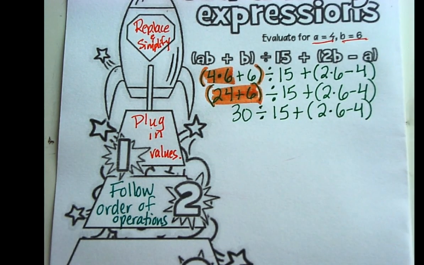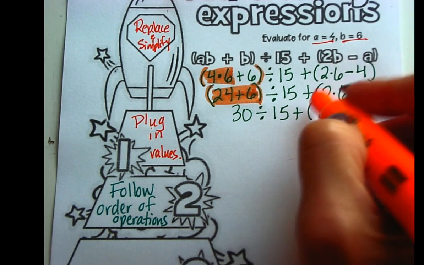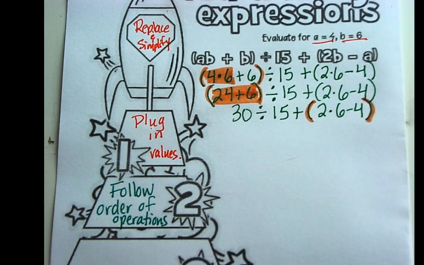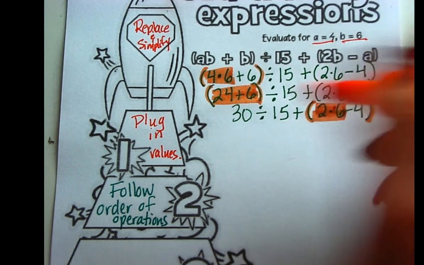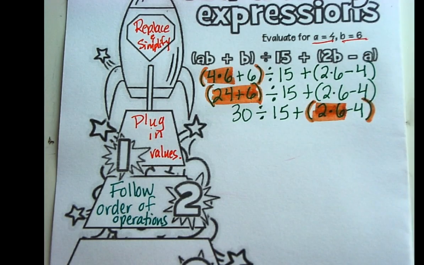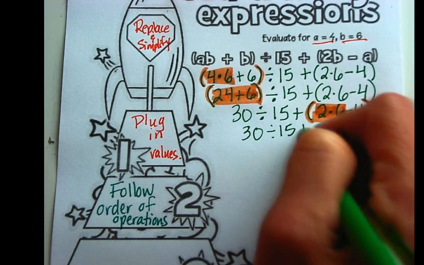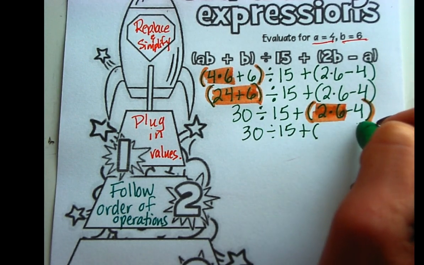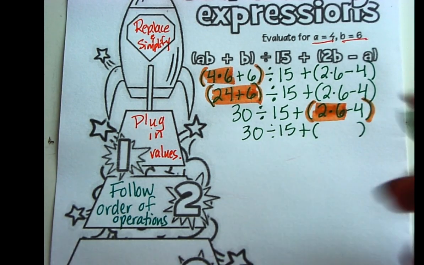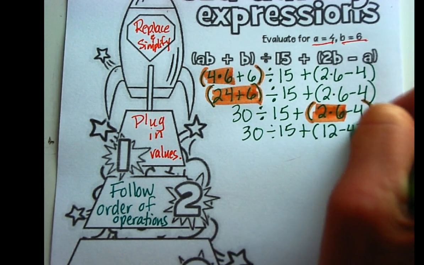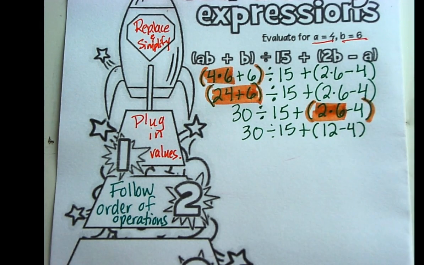So what's going to be my next step? Angel. 2 times 6. So we go to these parentheses now. We have a second set of grouping symbols. We're working left to right, but those come next. So I'm going to rewrite my problem, but I'm just going to do what I've highlighted here. I'm going to leave my parentheses though. 2 times 6 is 12, and then I have 12 minus 4. So what's going to be my next step? What's my next step here?